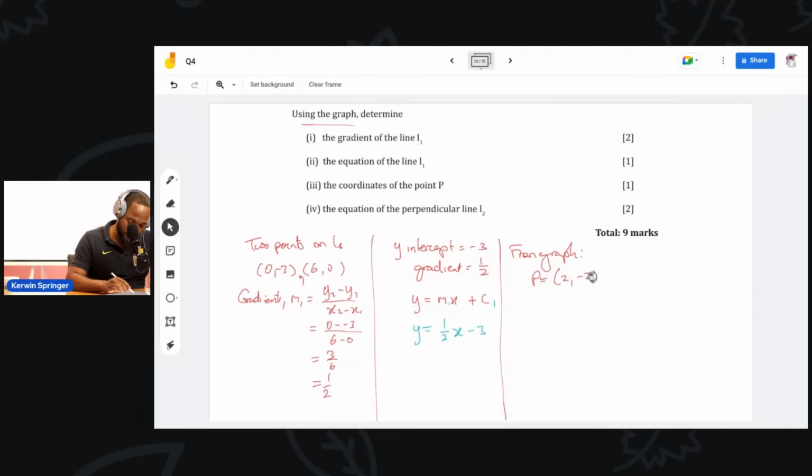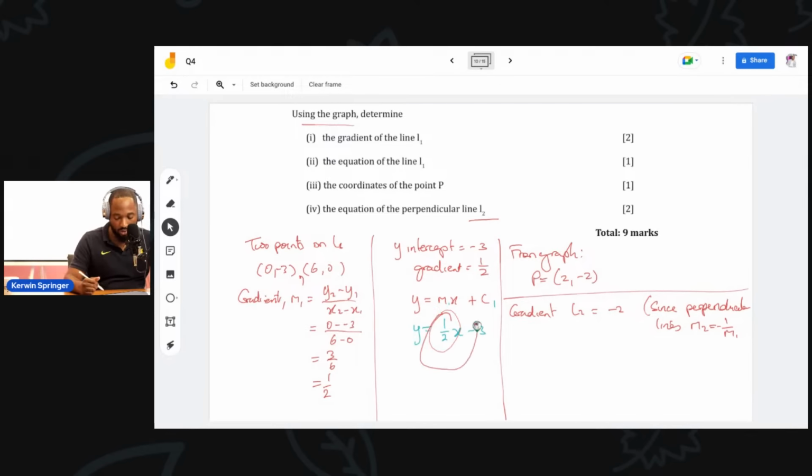And the equation of the perpendicular line L2. The gradient of L2 is negative 2, since for perpendicular lines, M2 is equal to negative 1 over M1. So you just need to reciprocate the half and then apply a negative sign. Flip the half, you get 2, with a negative sign, negative 2. The gradient of L2 is negative 2. You could call that M2, so M2 is equal to negative 2.